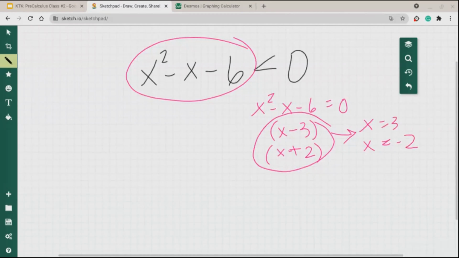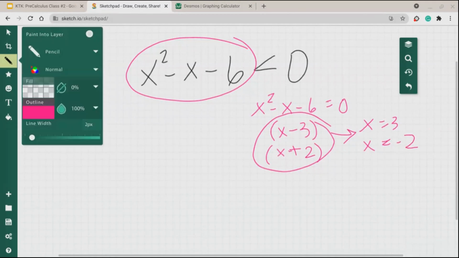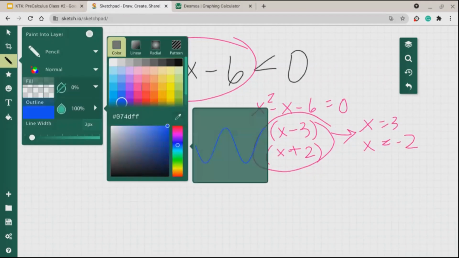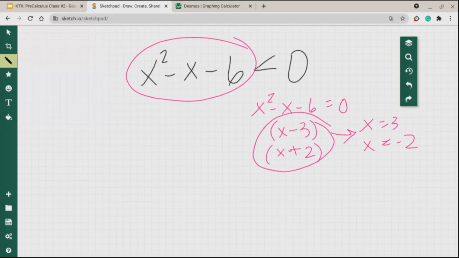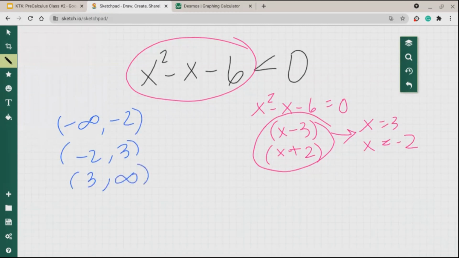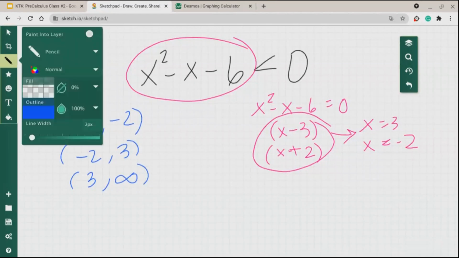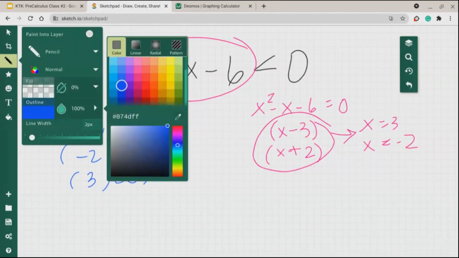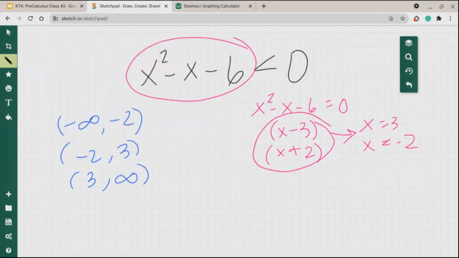So now we're going to choose some test intervals over which to evaluate this. We're going to pick the intervals -∞ to -2, -2 to 3, and 3 to infinity. And once we've evaluated that, we're going to come up with our last three.